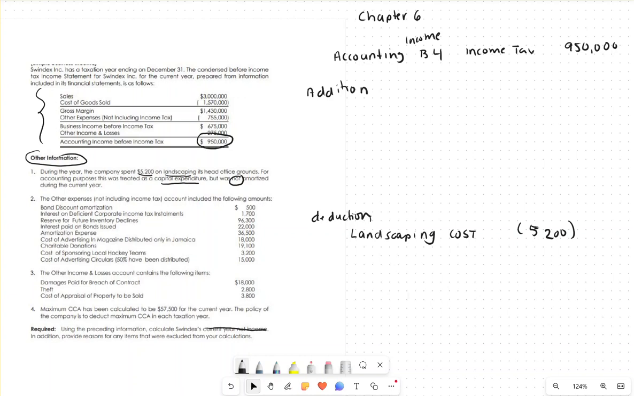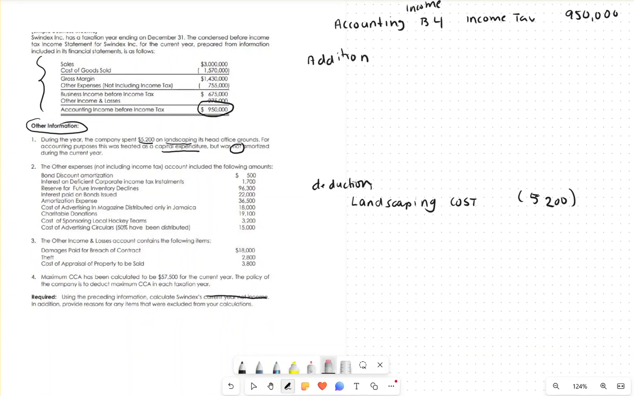Then going to the next one, we have other expenses. So what are the other expenses? These are the other expenses, and we want to know what we should do with each. If it was a deduction, we need to add it back if it's not allowed. So the first one is discount amortization. That will be added back.